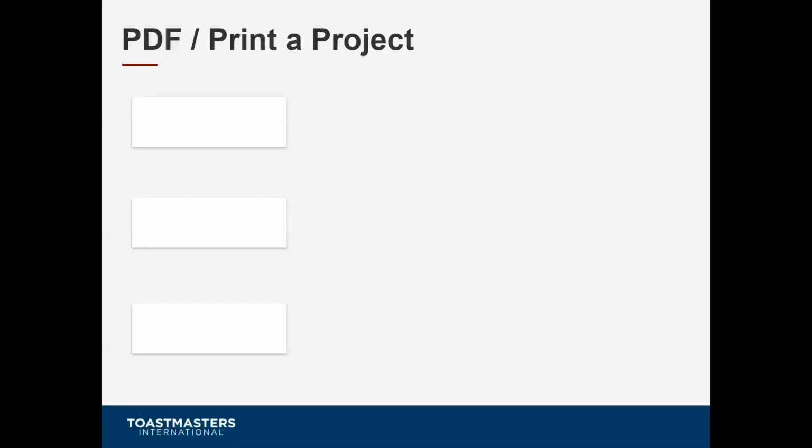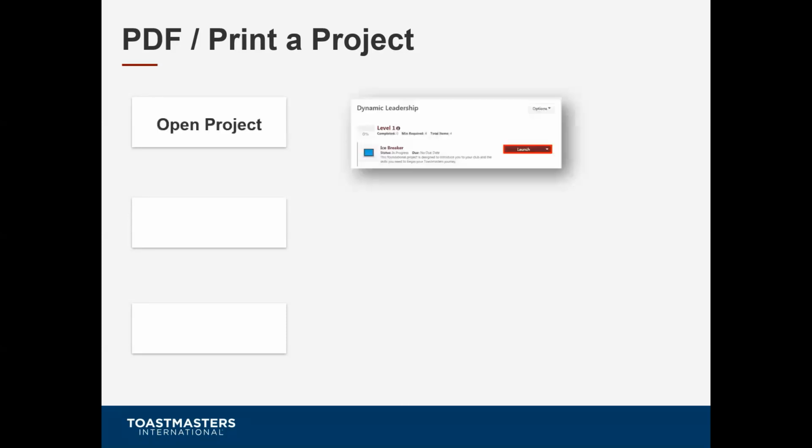The first is PDF printing a project. If you have somebody in your club who's not very IT literate, or maybe you have a bad internet connection, it can be useful to save a PDF for a project, maybe an icebreaker, so that you can send it out to members, or maybe you want to print a project because you just like working with paper. And my recommendation would be not to print it out, just because a lot of these projects are about 20-30 pages long, and you also don't get the video capability if you PDF or print it. But for those that want to do it, this is how.